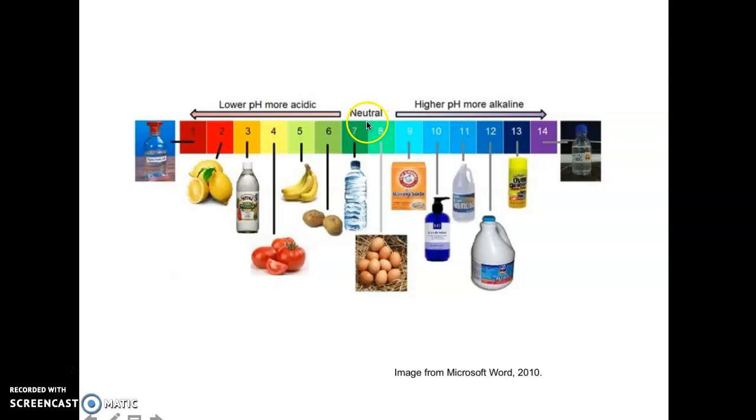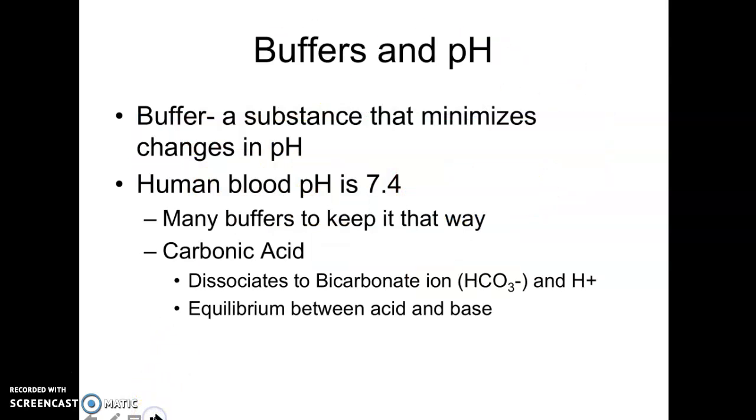But if we go the opposite direction, 8 through 14, here's our most basic. Eggs, baking soda. So these are some examples of things we might eat, but the rest of these are basically household things. So soap, ammonia, bleach, oven cleaner, and this is lye. Lye is used in very small concentrations to make actual bars of soap. So it's very interesting. This just shows you the range of the two of them.